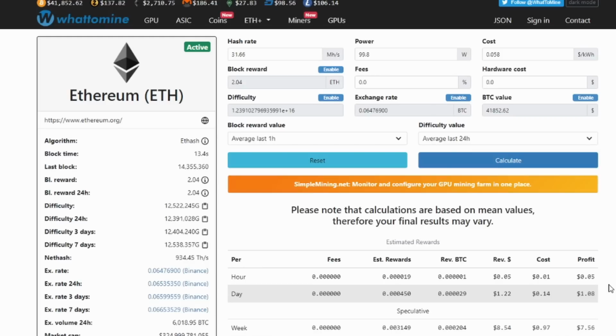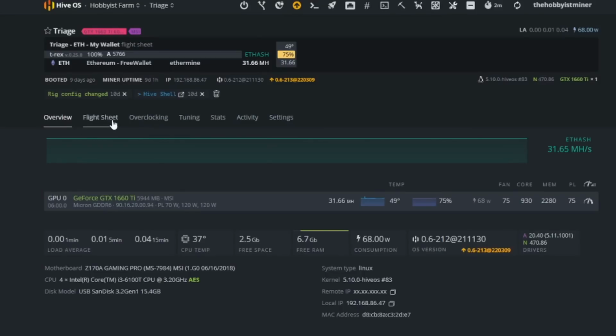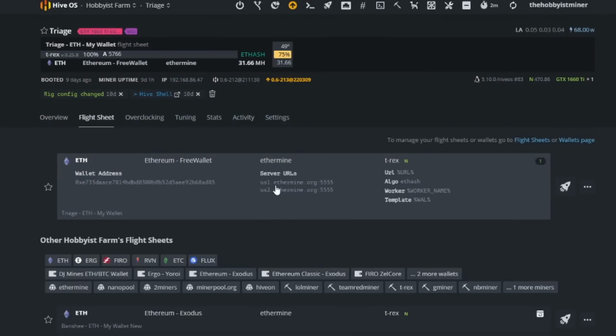So that being said, let's now jump over to Ethermine, which is where we mine to. If you aren't familiar, when you go back over to your rig and go to the flight sheet, you can see right here ethermine.org. That's where we're mining to. That's the pool's website, so I'm going to go ahead and go to that.